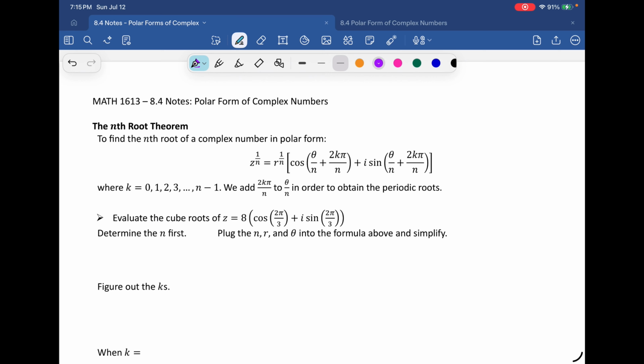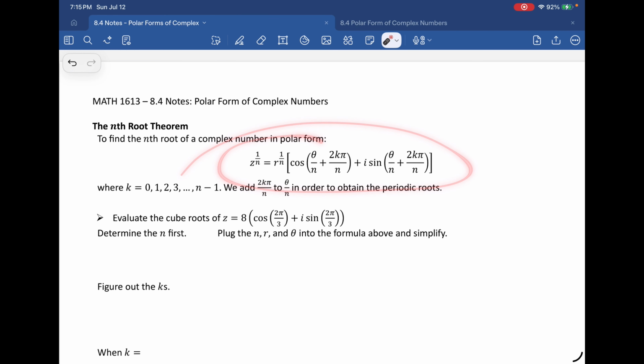So finding the nth root is kind of like the opposite of raising it to a power. It's still a power, but it's a cube root or fourth root or a square root or something like that. Finding the nth root. And it is, unfortunately, a psycho crazy formula. We just have to know what to do with this.